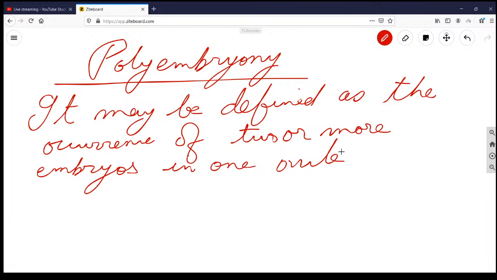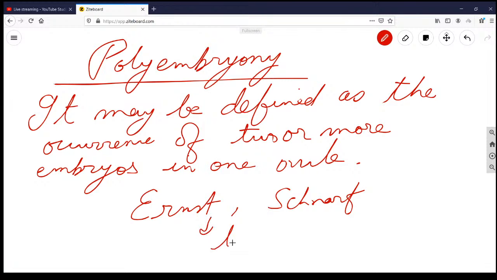In a seed with many embryos, usually only one embryo matures, and the rest degenerate during the course of development. Now again two scientists come to mind, Ernst and Schnarf. According to them, polyembryony may be true or false, depending upon whether the embryos arise in the same embryo sac or in different embryo sacs in the same ovule.